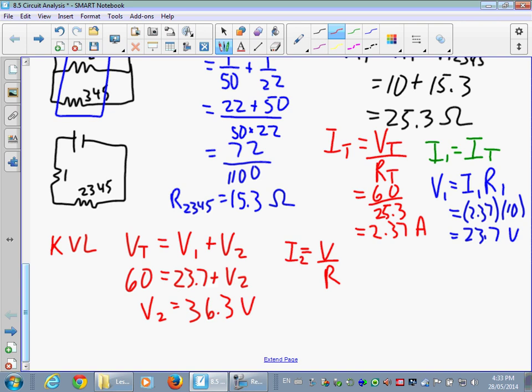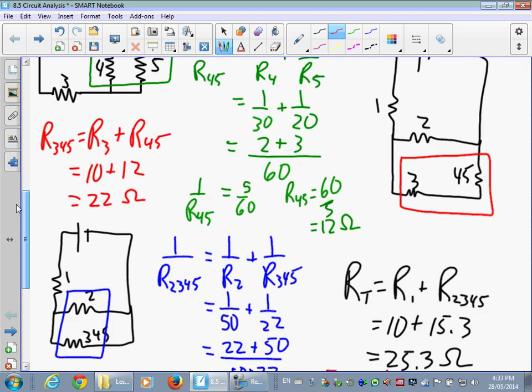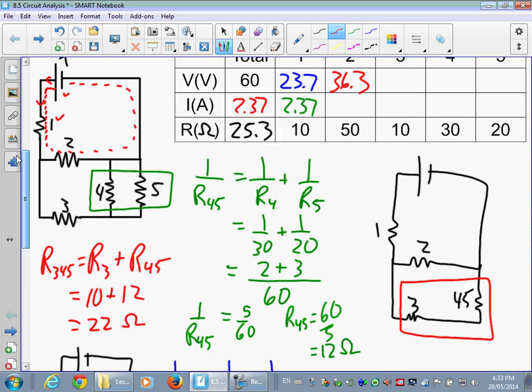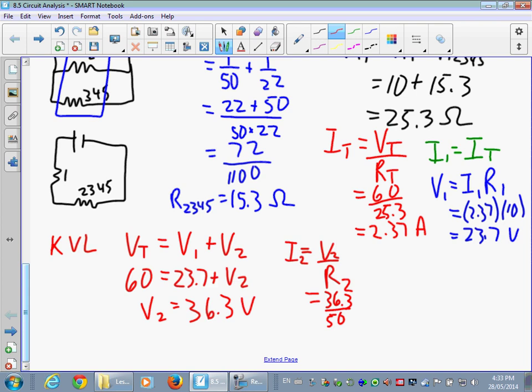And in this case, we're trying to get I2 because we know V2 and R2. V2 is 36.3. R2 is 50, which gives a current of approximately 36.3 divided by 50, and then we're going to round it to about 0.73 amps. We'll try to remain consistent with the decimal place that we have in our total current, which is the 100th place. So we'll use the 100th place over here as well. So 0.73 amps.